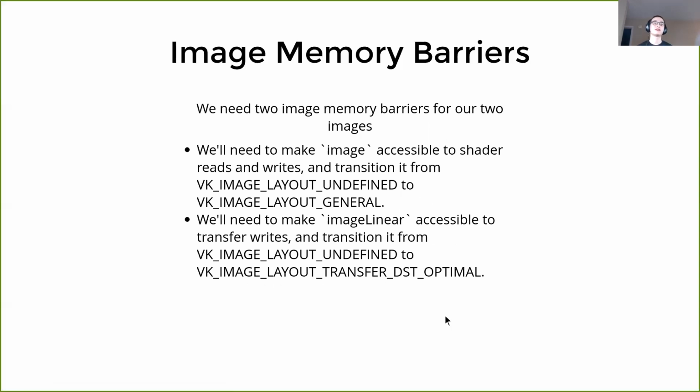And we need two image memory barriers. One to make the image accessible for shader read and write, and also to transition from the undefined layout into the general layout. For this linear image, we need to make it accessible for transfer write and also make the image layout transition from undefined to transfer destination optimal.